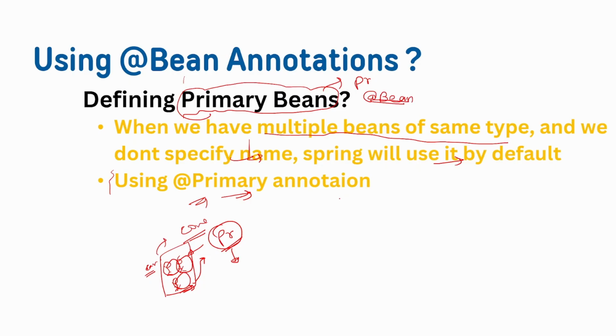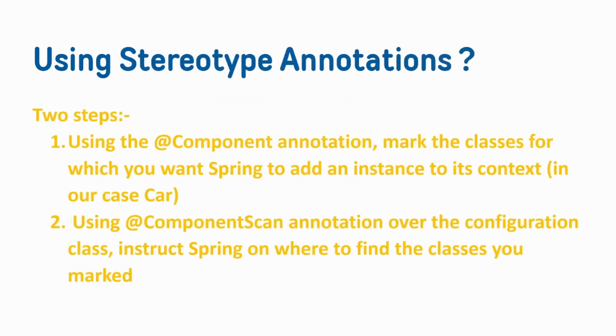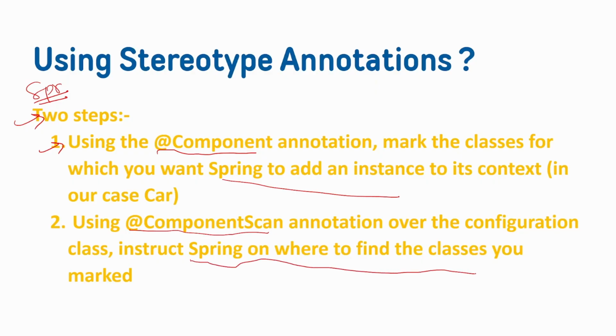Now let's see the second method of adding beans to the Spring context, and that is using stereotype annotations. A bean can be added to the Spring context using stereotype annotations in two steps. First, use the component annotation to mark the class whose instance you want to add to the context, and use the ComponentScan annotation over the configuration class to instruct Spring where to find the classes you marked. Let's see how we can do it.